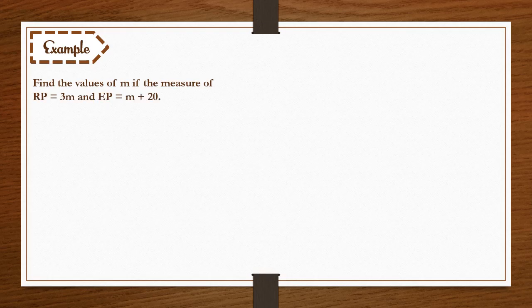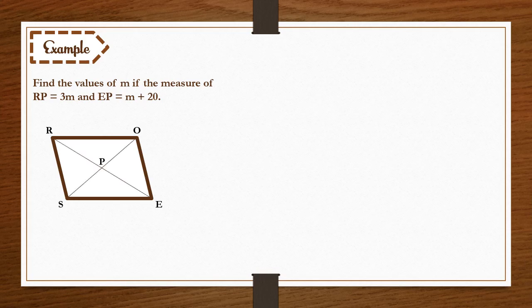Okay, let's now have the example. Find the value of M if the measure of RP is equal to 3M and EP is equal to M plus 20. So we have their parallelogram and point P as the intersection of the two diagonals.